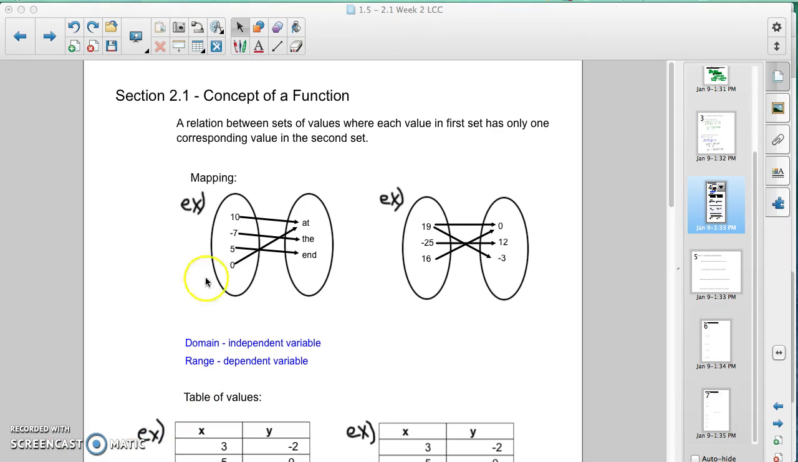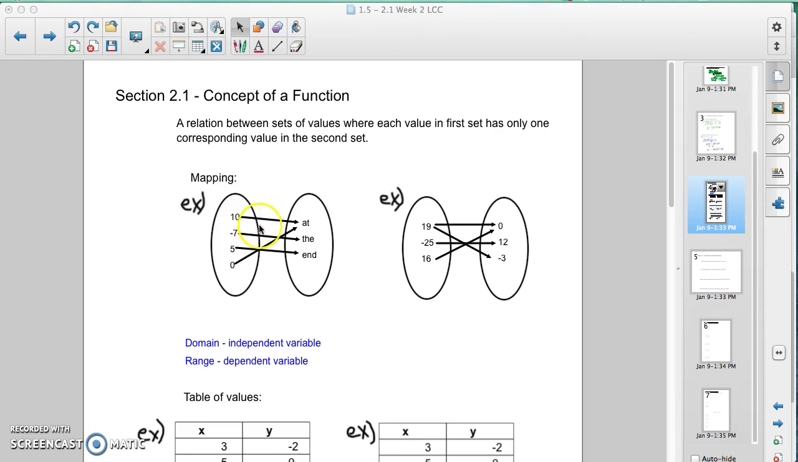Now the definition of a function is a relationship between two values in which the first value has only one corresponding value to it. So that means if you're given a value, you're only going to have one answer for it. An example of that would be this problem right here, this mapping.